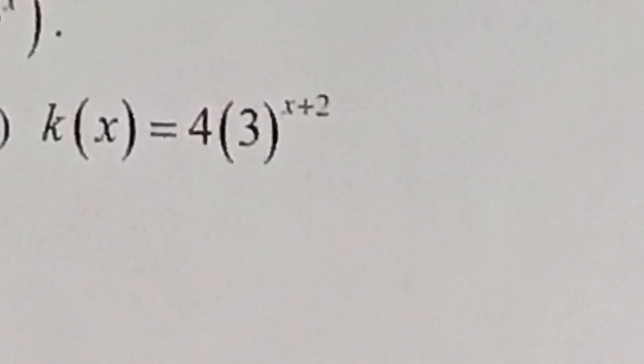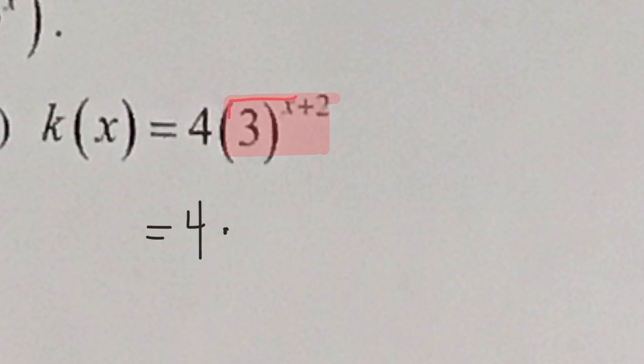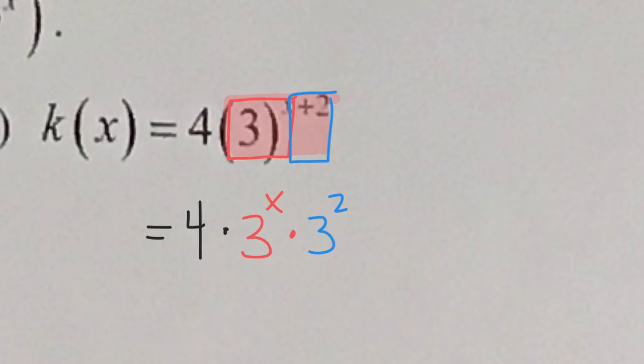Okay? So our last problem, we're just going to manipulate this because this is your exponent. The 4 is not involved in our exponent. So it's just going to stay out here as a multiplier. So we deal with our first power, which is 3 to the x, times 3 to the second power, right? We have to create that second term with the same base.